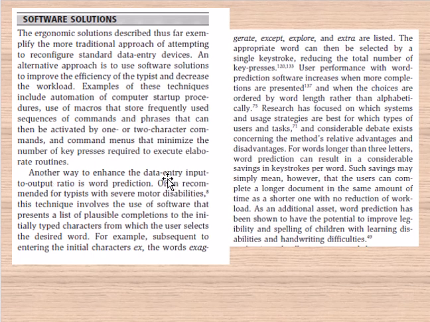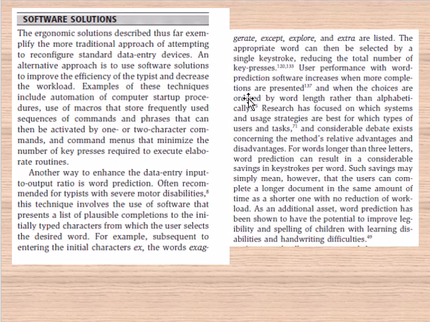Another way to enhance the data entry input to output ratio is word prediction. Other recommendations are for typists with severe motor disabilities. This technique basically involves the use of software that presents a list of plausible completions to the initially typed characters, from which the user selects the desired word. For example, subsequent to entering the initial character X, the words exaggerate, accept, explore, and extra are listed. Further, the appropriate word can then be selected by a single keystroke, reducing the total number of key presses.